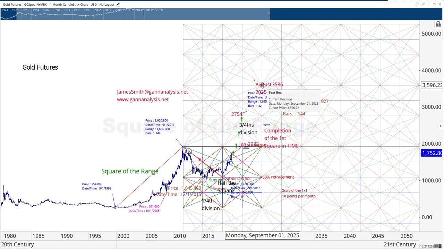So every time you have an inflection point, you complete a second square in time or a third square in price, that's where you need to look for a possible change in trend. So 35.86, 27.54. If you get to one of these levels as you're completing the square in time, that would be really good. That's what we like to see. So these are just a couple ideas for you to consider as we break to new highs in gold.